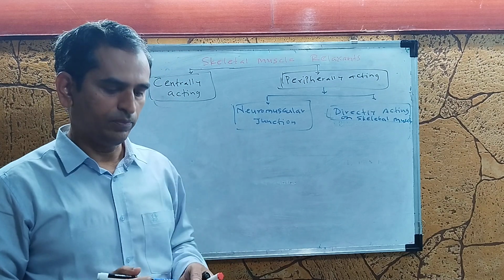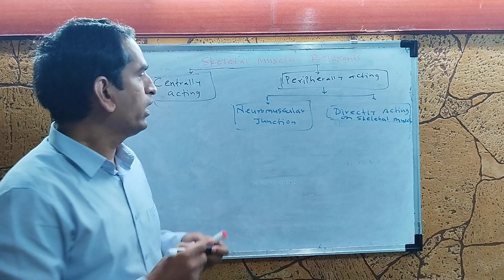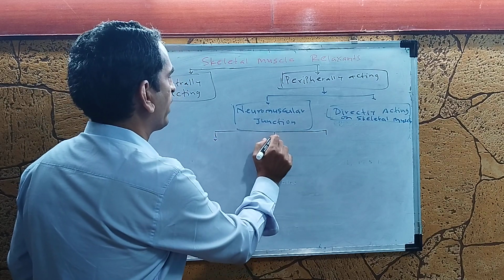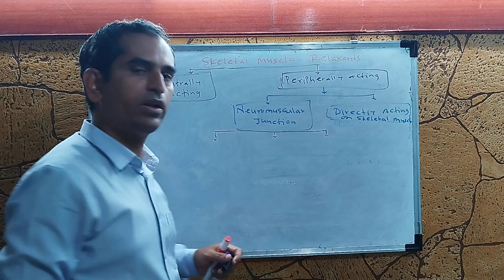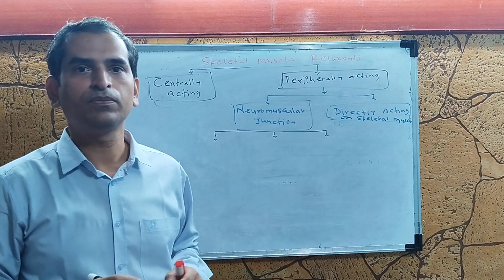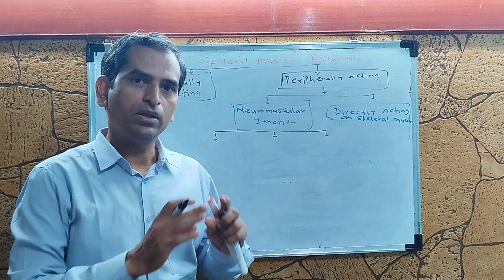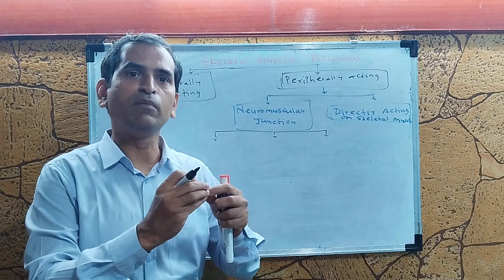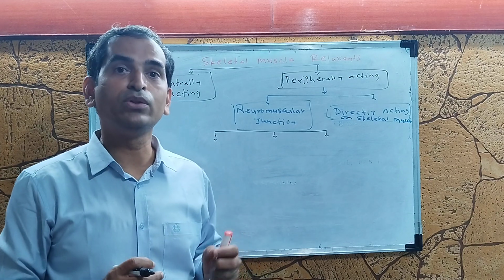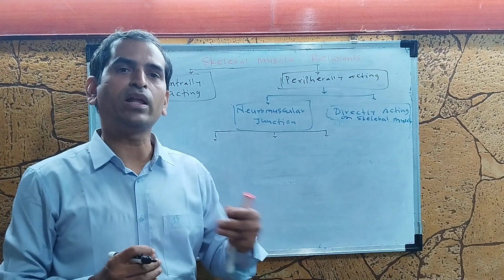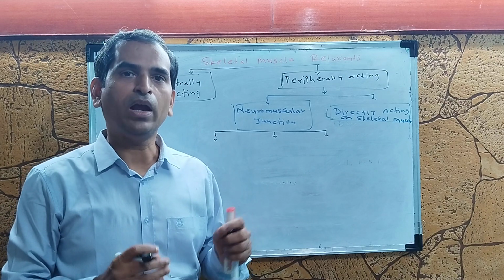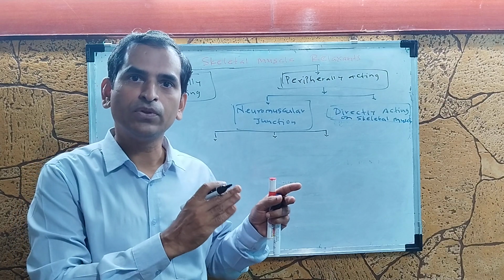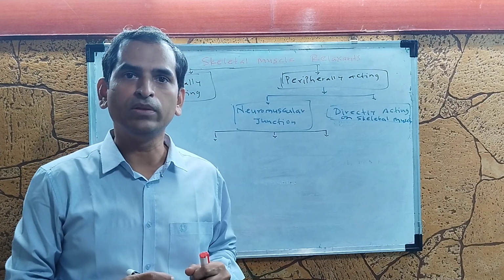Coming to the other category, at the neuromuscular junction, there are three different categories of drugs which work there. The junction that I am talking about is the junction where the nerve and the muscle are joined, and that's why it's called the neuromuscular junction. Which neurotransmitter is released at this junction? The neurotransmitter released at that junction is acetylcholine.